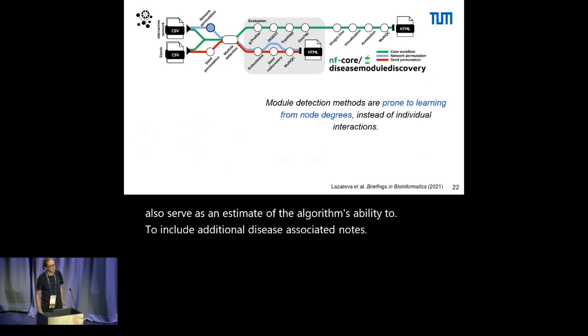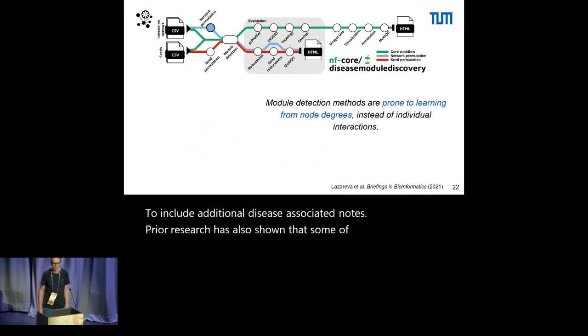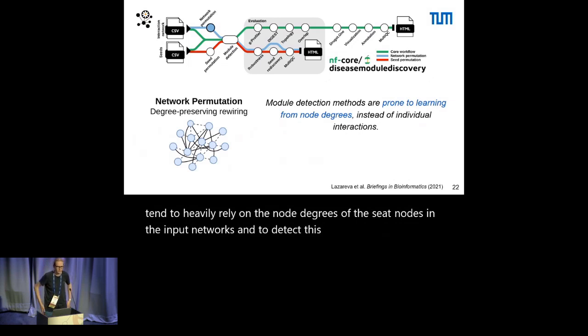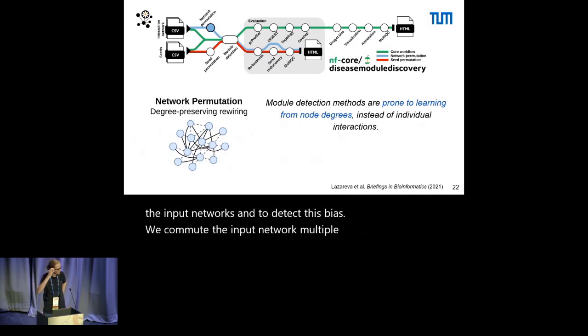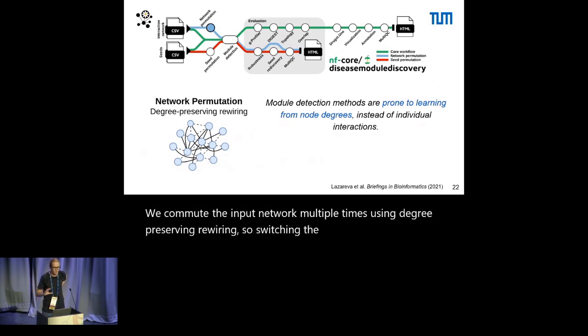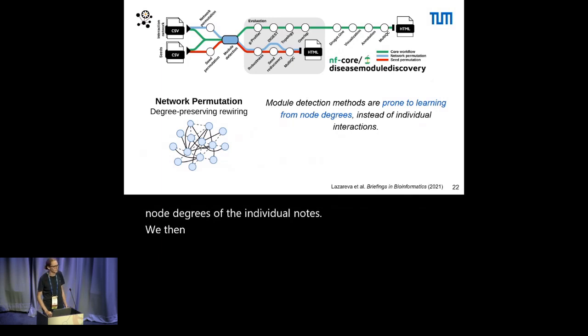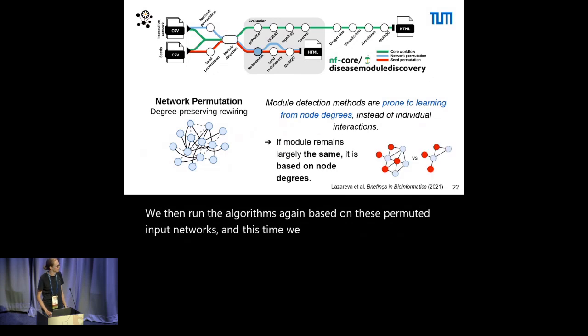Prior research has also shown that some of these algorithms tend to heavily rely on the node degrees of the seed nodes in the input networks. And to detect this bias, we permute the input network multiple times using degree-preserving rewiring, so switching the edges but keeping the node degrees of the individual nodes. We then run the algorithms again based on these permuted input networks, and this time we want the modules to change, because if they don't, we know that they mainly rely on node degrees.